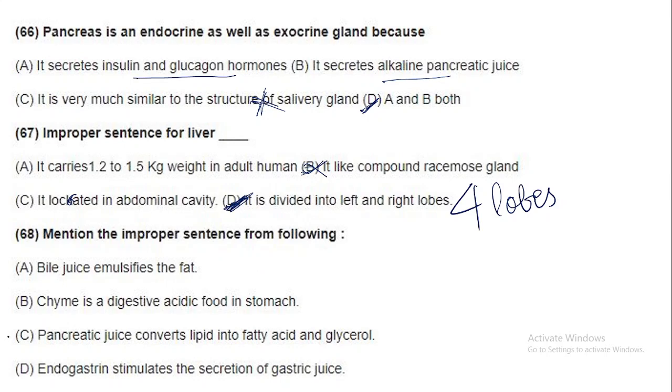Pancreatic juice converts lipids into fatty acids and glycerol. This is partially right. Gastrin or endogastrin also stimulates the secretion of gastric juice. This is also right. But pancreatic juice does not convert lipid into fatty acid. It converts triglycerides into fatty acids. The right option here is this, because lipids are converted into triglycerides or smaller drops of lipids by bile salts. Okay, remember that.